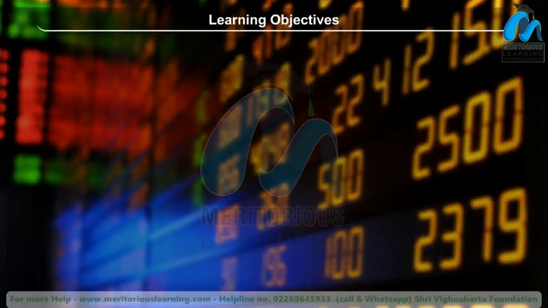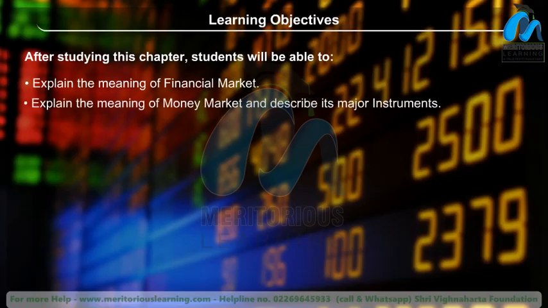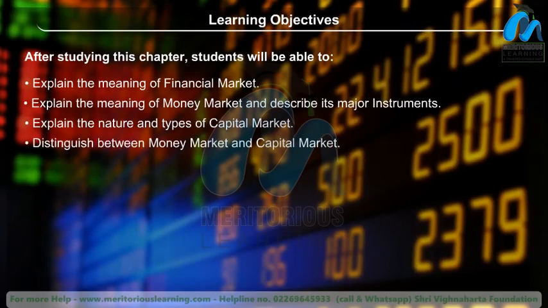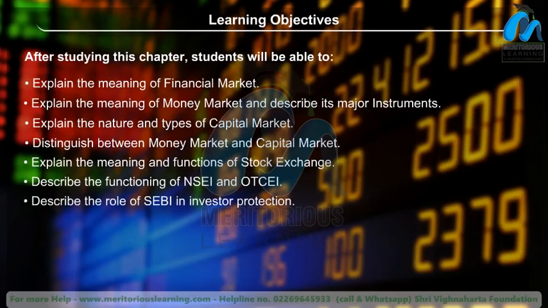Learning objectives. After studying this chapter, students will be able to explain the meaning of financial market, explain the meaning of money market and describe its major instruments, explain the nature and types of capital market, distinguish between money market and capital market, explain the meaning and functions of stock exchange, describe the functioning of NSEI and OTCEI, and describe the role of SEBI in investor protection.